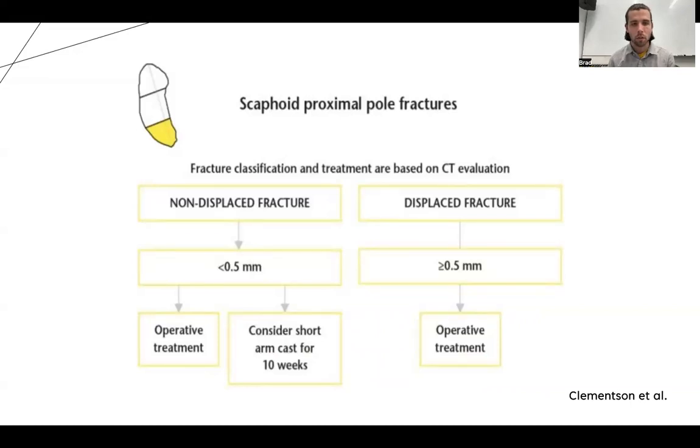And the prognosis for each of these, and why with the proximal pole you might consider operative treatment rather than a 6-week cast, I'll get to that a little bit later. It relates to the blood supply to these different areas.